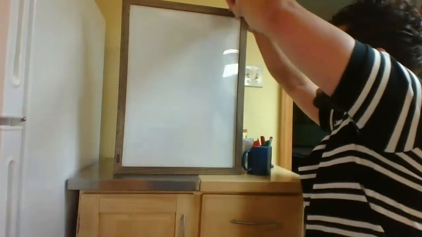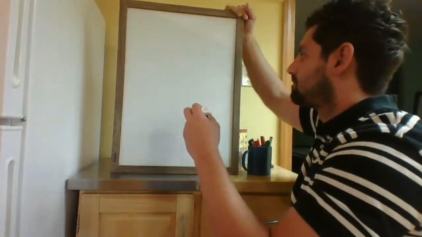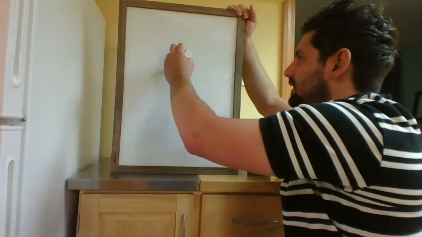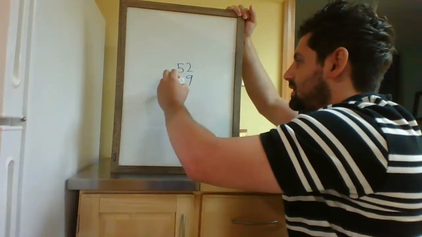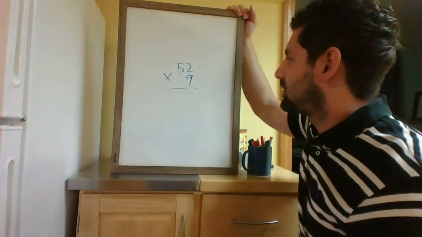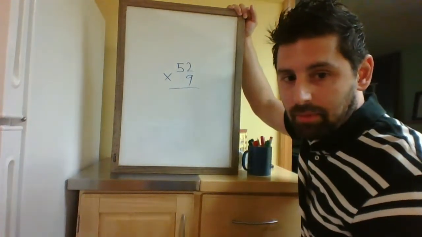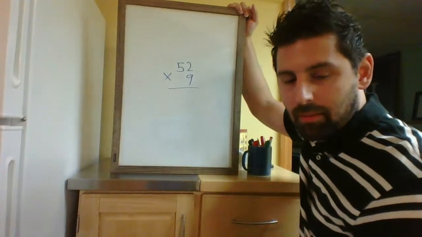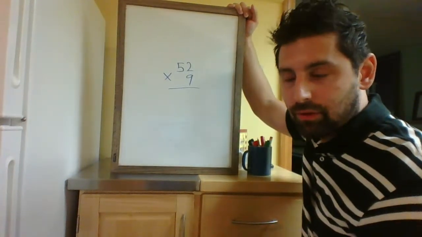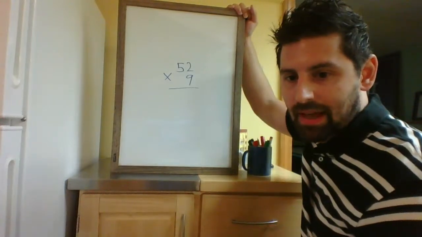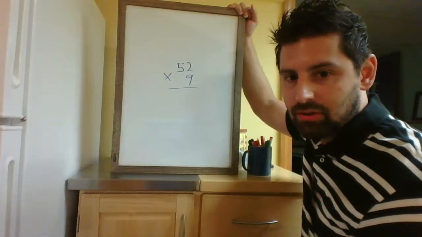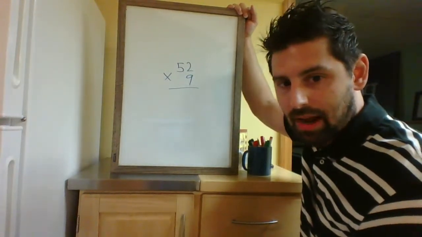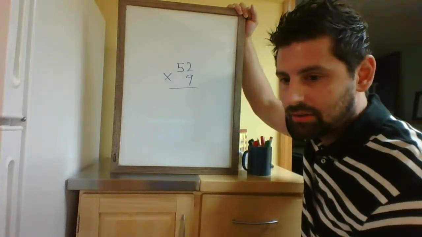I'm going to do a final multiplication problem. 52 times 9. Now, at this problem, I'm going to show how if you've memorized your multiplication facts, if you're fluent in single-digit multiplication, it makes 2-digit by 1-digit multiplication, 2-digit by 2-digit multiplication, it makes it 100 times easier if you've mastered the single-digit multiplication facts.